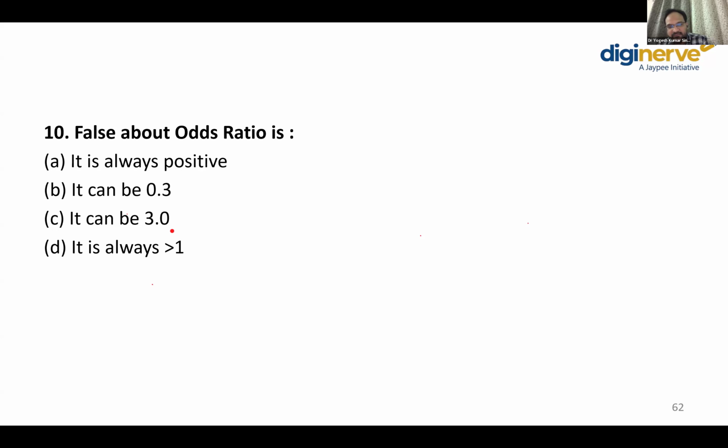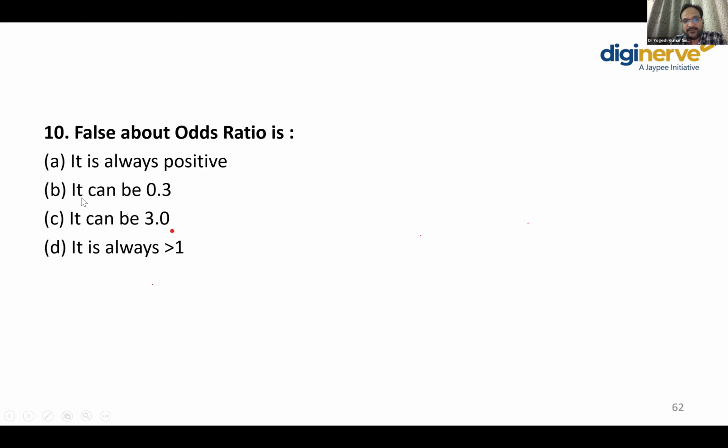The option is saying it is always greater than one. How? Suppose I am studying any disease which is not associated with the exposure. In that case, the odds ratio will be one, or it can be less than one. Option B is saying it can be 0.3. Option D is saying it is always greater than 1.